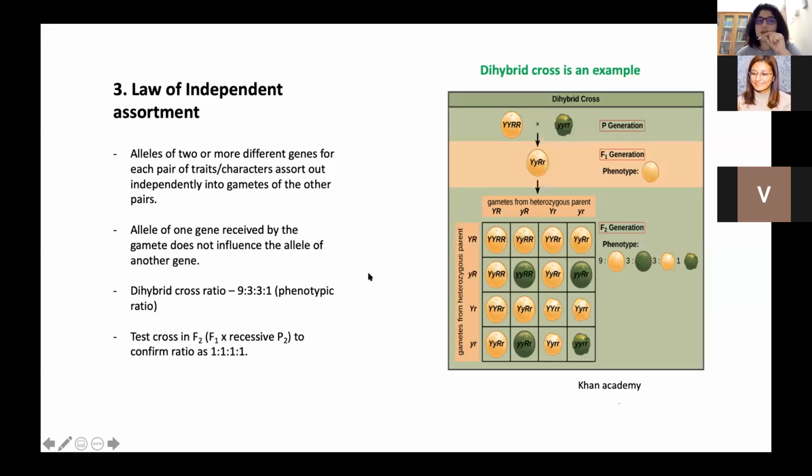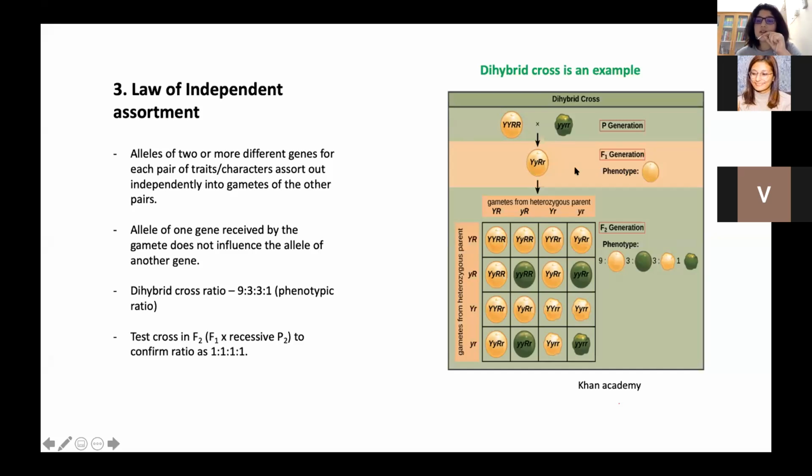So the next one is the law of independent assortment. If there are two or more different genes, and there are alleles of two or more different genes for each pair of traits, say yellow and round or yellow and wrinkled, they actually sort out independently into the gametes of the other pairs. So the alleles of one particular gene received by the gamete will not influence the allele of another one.